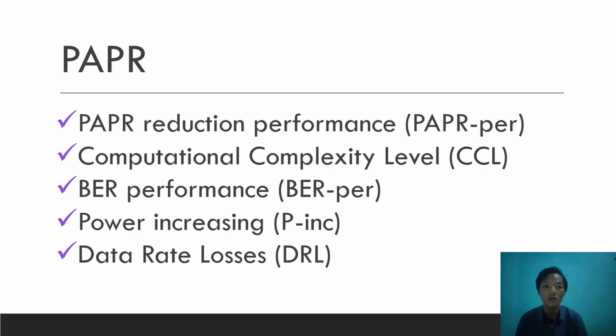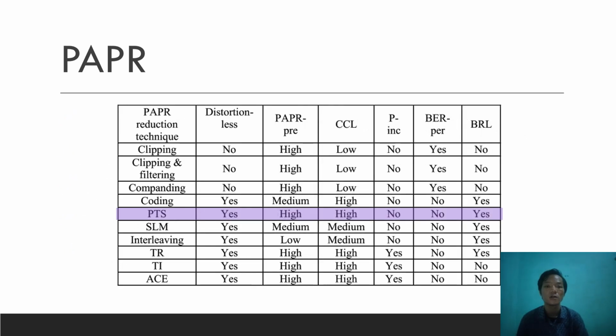Each one of the PAPR reduction techniques has a PAPR reduction performance, or PAPR per, computational complexity level, or CCL, BER performance, or BER per, power increasing, or P-in, and data rate losses, or DRL. This table illustrates the comparison between the different PAPR reduction techniques. As you can see, the PTS technique is distortionless and has high PAPR per with a high CCL too, but it has no power increasing and good BER performance, and unfortunately it has data rate losses.